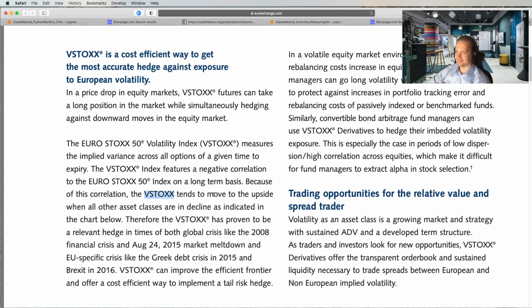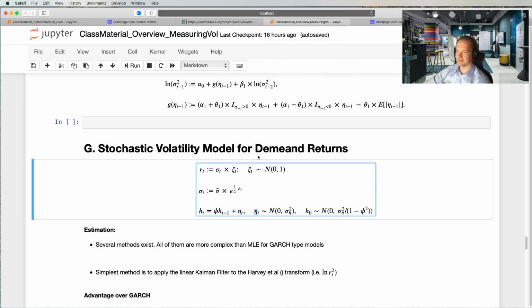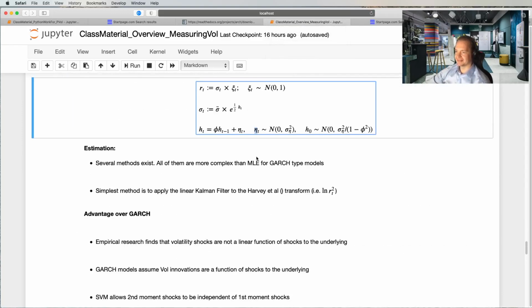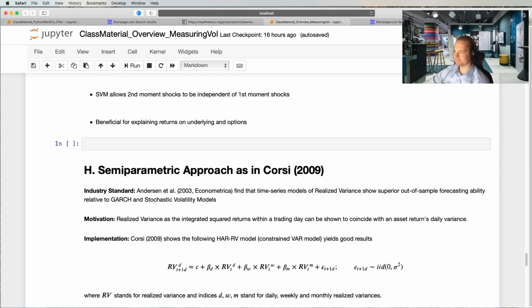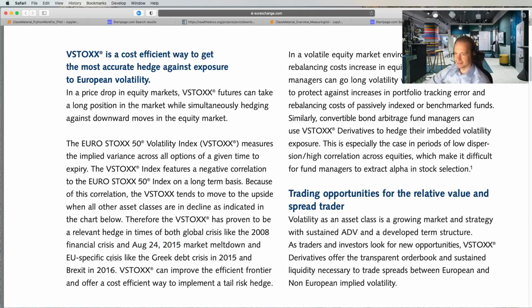We're not just working with it, but I don't want to lose time, but yeah, it's our baby. Okay, so because of this correlation, the VSTOXX tends to move to the upside when all asset classes are in decline. Therefore, the VSTOXX has proven to be a relevant hedge in times of global crisis like the 2008 and 2015 meltdown. Oh, I see. That is what I saw in the chart then. As I've said, I don't follow the markets, not even on a monthly basis. I mean, there was the spike in 2016 or the drop I couldn't explain. Okay, so it's the meltdown. And the Greek crisis. Ah, it was the Brexit 2016. Why didn't anyone tell me?